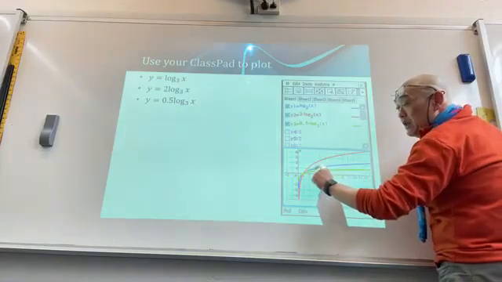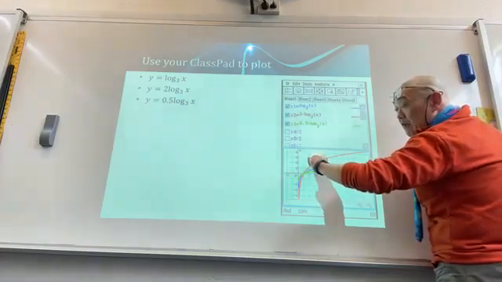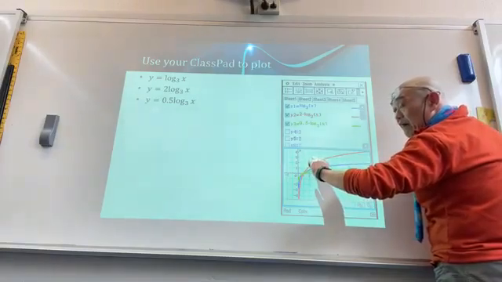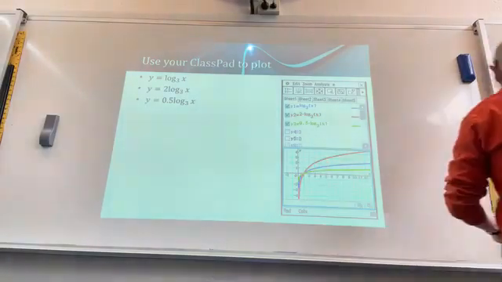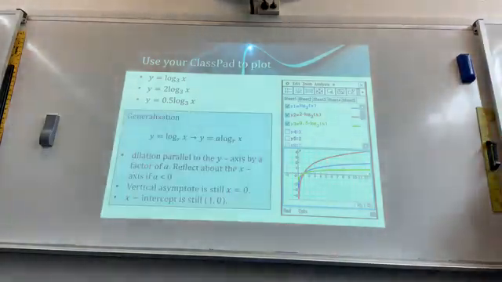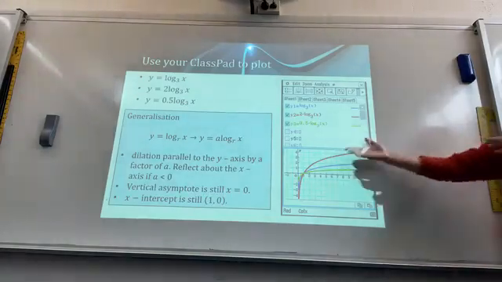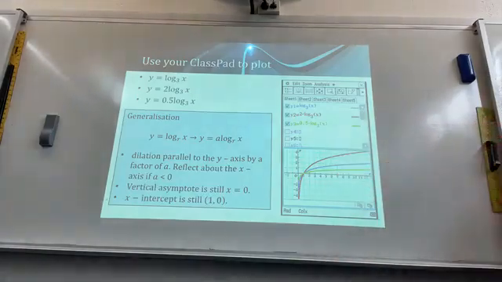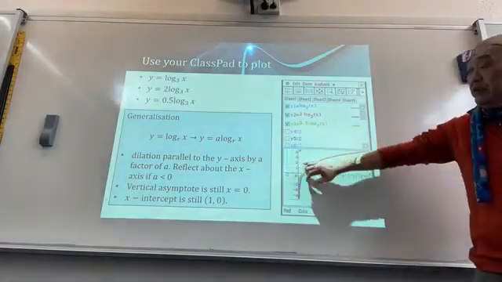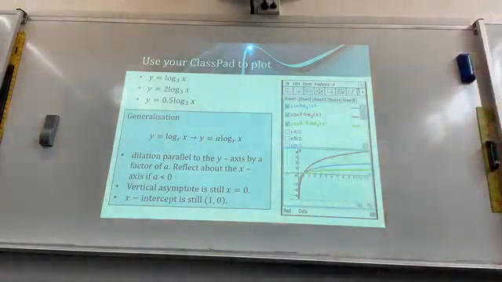All right, you know that this is affected by a factor of 2, and this by a factor of 0.5. So this time, let's generalize it again. Dilation is now parallel to the y-axis by a factor of a. Again, you can reflect about the x-axis if a is less than 0. The vertical asymptote is still x equals 0, and the x-intercept is still (1, 0).